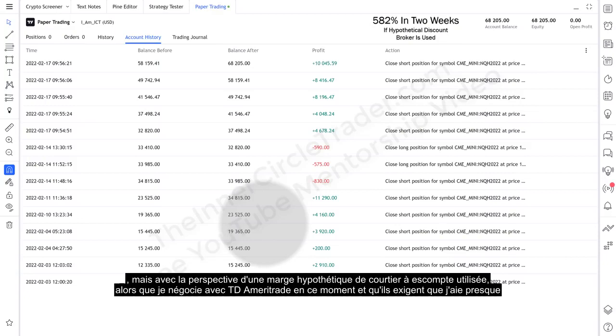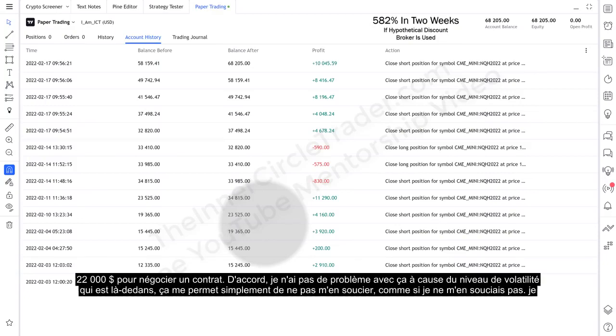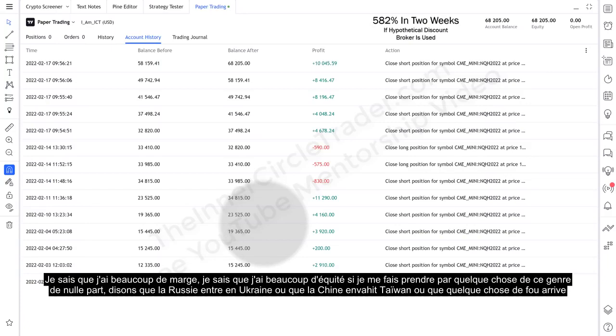Whereas I'm trading with TD Ameritrade right now, and they require me to have almost $22,000 to trade one contract. I don't have a problem with that because of the level of volatility that's in there. It just makes it easy for me not to worry about it. Like, I'm not worried about it. I know I got plenty of margin. I know I got plenty of equity.